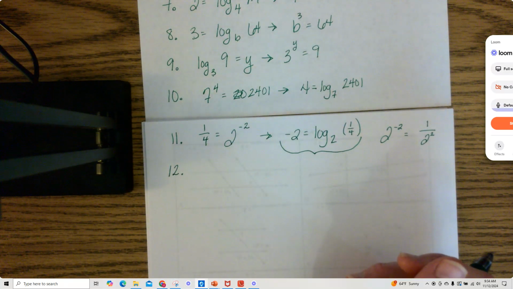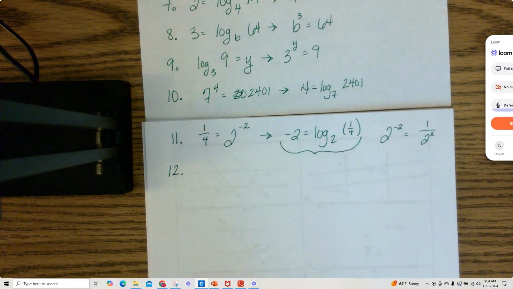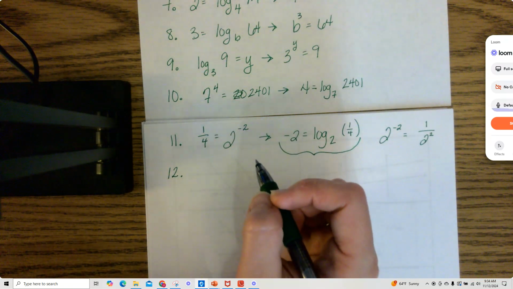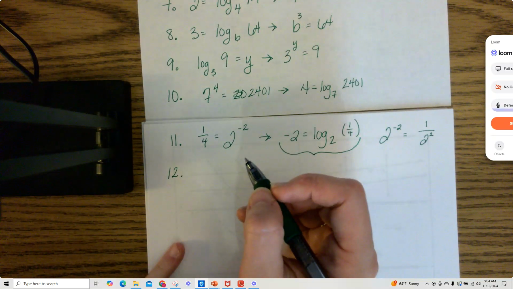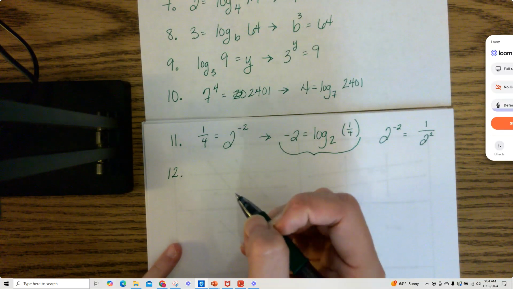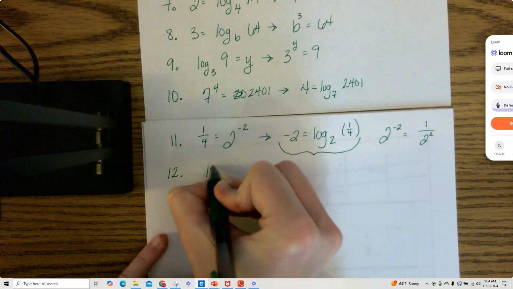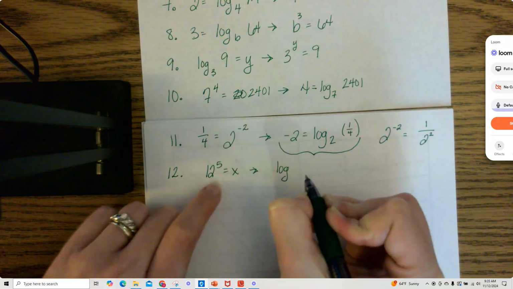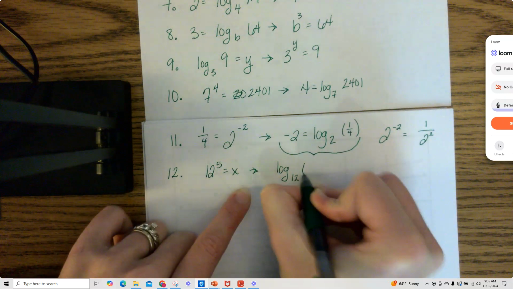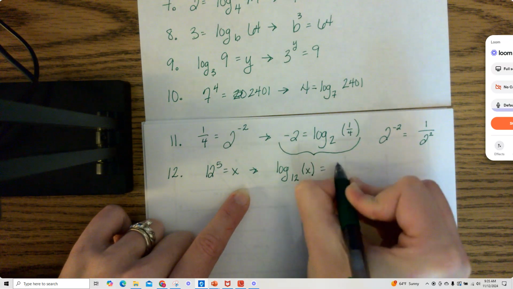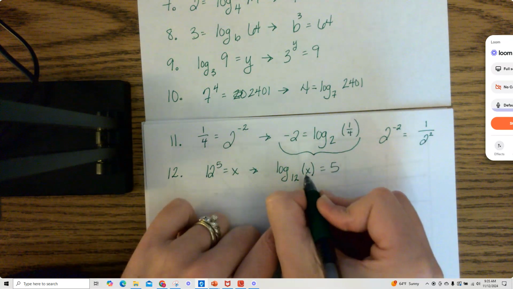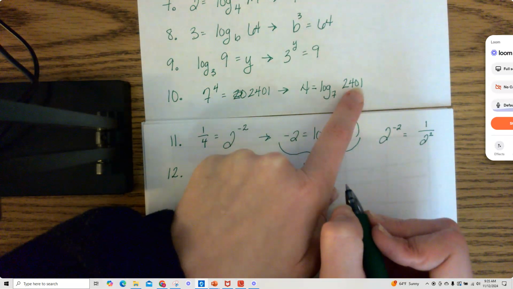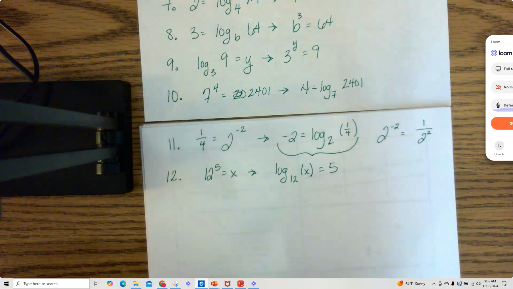12 to the power of 5 equals x. So log base 12 of x equals 5. And that throws me off too, because typically we put that in parentheses.